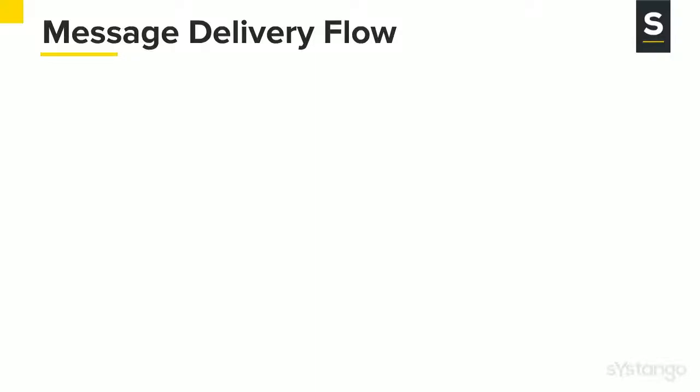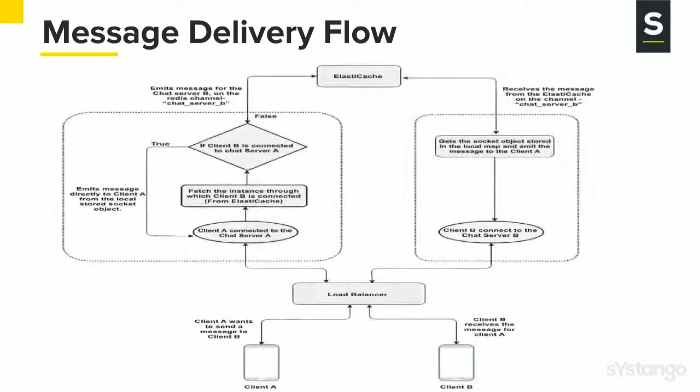Talking about the message delivery flow, each and every client gets connected to the application load balancer, which distributes the load. When a client gets connected to any instance, an entry is made in the Redis having the client's ID as the key and the instance ID through which it is connected as the value. Now let us see a scenario. Client A is connected to server A and wants to send a message to client B, which is connected to server B. When client A sends a message, server A uses Redis to get the server's ID through which the recipient of the message is connected.